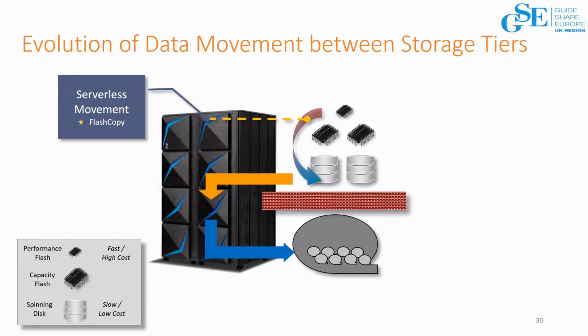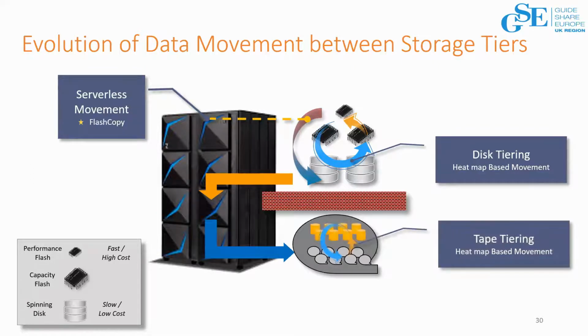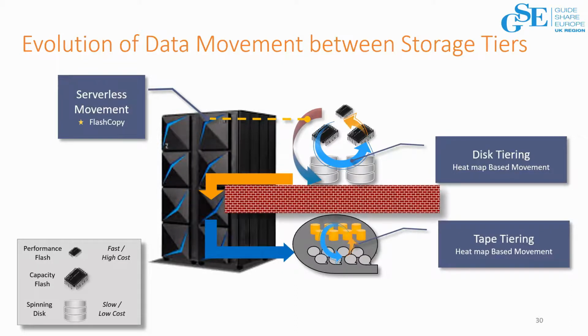Disk tiering also performs another form of serverless data movement. With IBM Easy Tier, a DS8K can be configured with a mix of drives, and you can see those listed on the bottom left: performance flash, capacity flash, and maybe even spinning disk. The disk controller moves that data throughout the hierarchy of devices based off the data's temperature, or how often it's accessed. And tape tiering also provides that serverless heat map based data movement. But unfortunately, the hardware does not provide the ability to move data in between these disk and tape tiers, which is why you see this brick wall here.